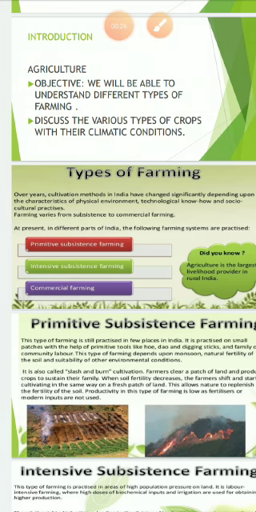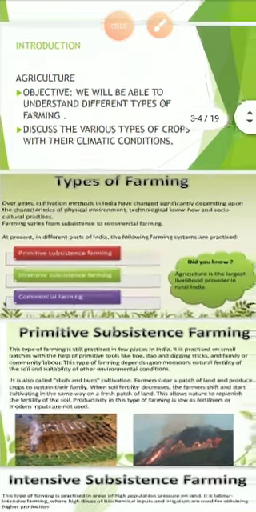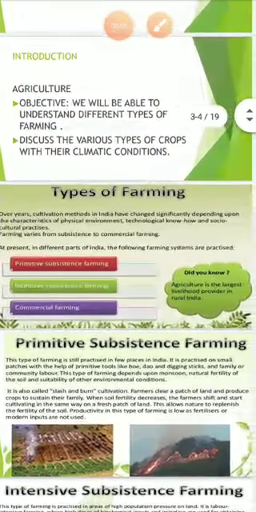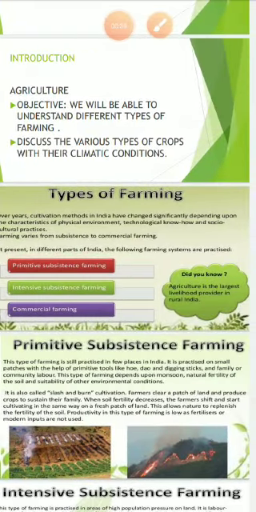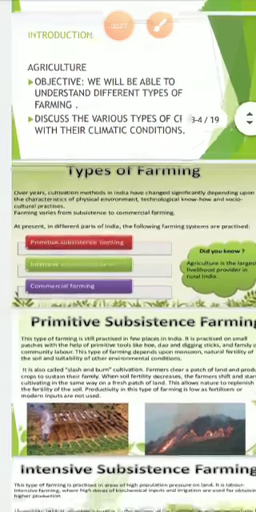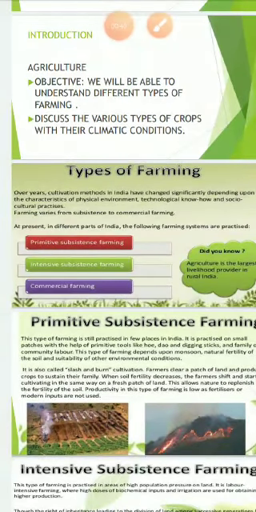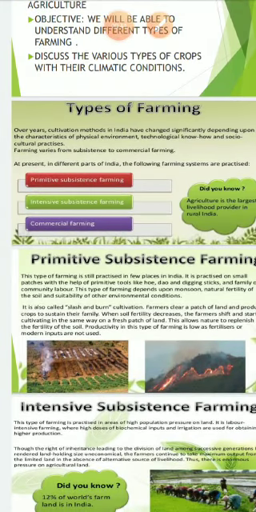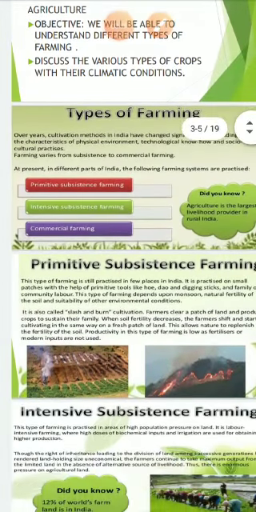Over the years, cultivation methods in India have changed significantly depending upon the characteristics of the physical environment, technology, know-how, and socio-cultural practices. Farming varies from subsistence to commercial farming. At present, in different parts of India, the following farming systems are practiced. In the beginning, it was primitive subsistence farming everywhere, but at present we can see it in some tribal areas or some belts where we are practicing this.